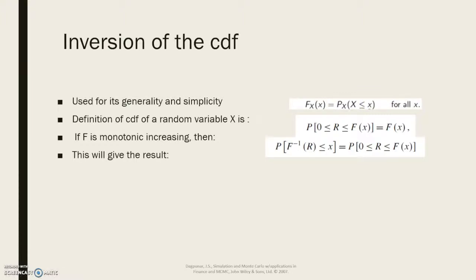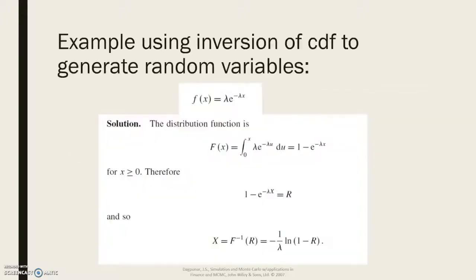And if F is monotonic increasing, then we would have this one, which is the probability of F of x is less than r, and so this will give us the result that the probability of the random variable less than x equals the probability of F of x is less than r.